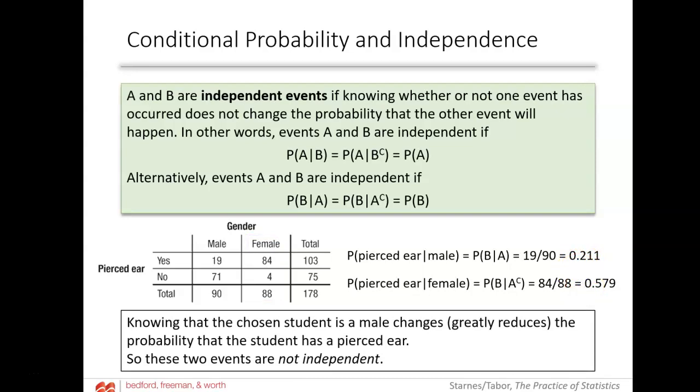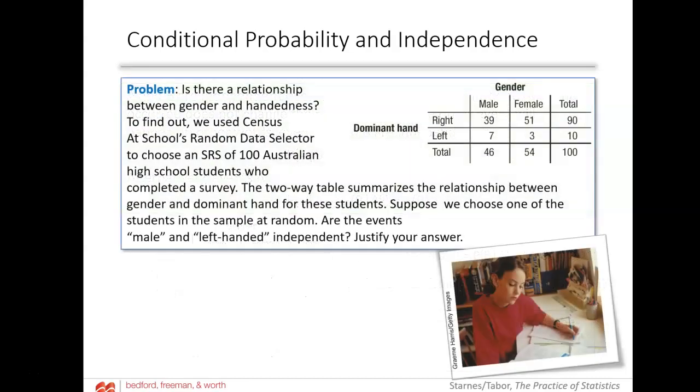The other thing we could have done back at the beginning, when we did pierced ear given male, was just calculate the probability that someone has their ear pierced. That would have been 103 over 178, which is not equal to 0.211. So it doesn't matter which pairing you come up with. You just have to show that they're not equal to say that they're not independent. Or if they are independent, that they are equal.